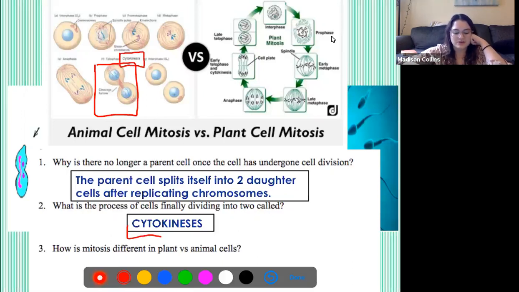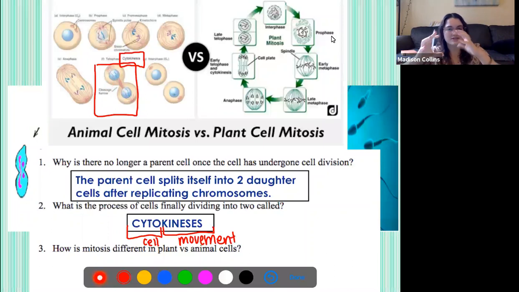Now, if you break down this word, we've seen the word cyto before. We know that's talking about cell, but this word kinesis means movement. So cytokinesis means cell movement. That is when the cell kind of gives itself a karate chop and splits this cell in half. So that cleavage furrow is going to form, which pinches off the cell. And cytokinesis is how that cell actually physically splits and moves apart. So cytokinesis, cell movement, that is when the cell actually divides itself to create those two daughter cells.